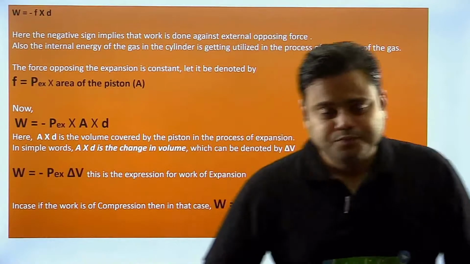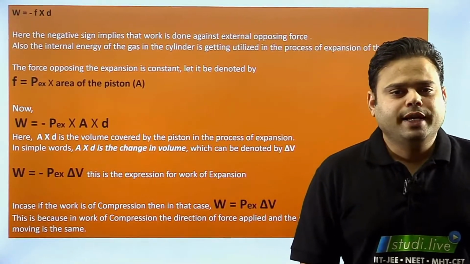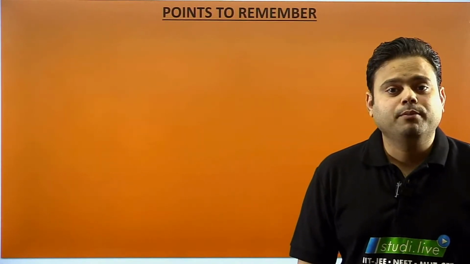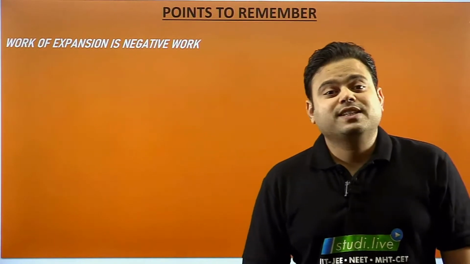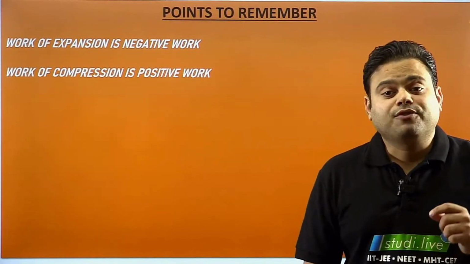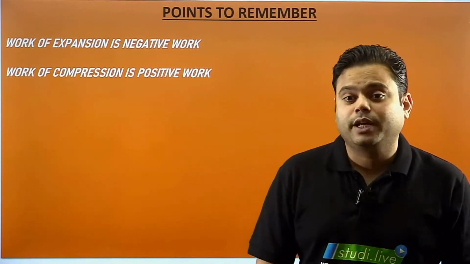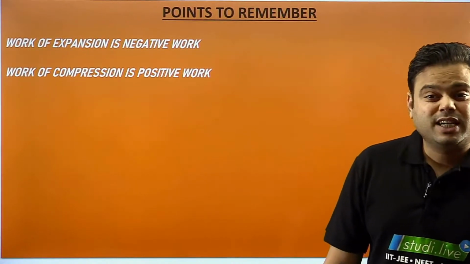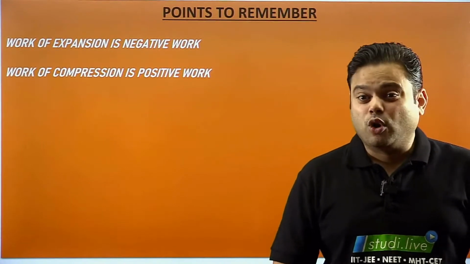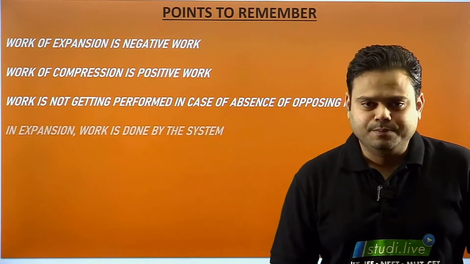All right. Now we move ahead to the next aspect, that is the points to remember. The work of expansion is negative. Work of compression is positive. We just saw the equation some time back. कुछ time पहले ही हमने equation देखा. Work of expansion का W is equal to minus P external into delta V. And for compression, it was W is equal to P external into delta V.